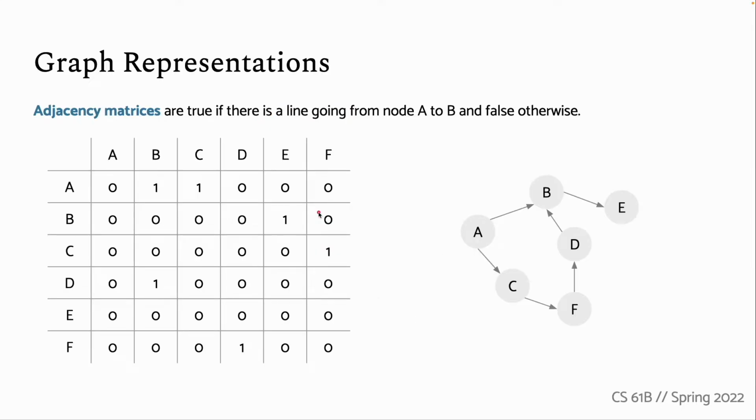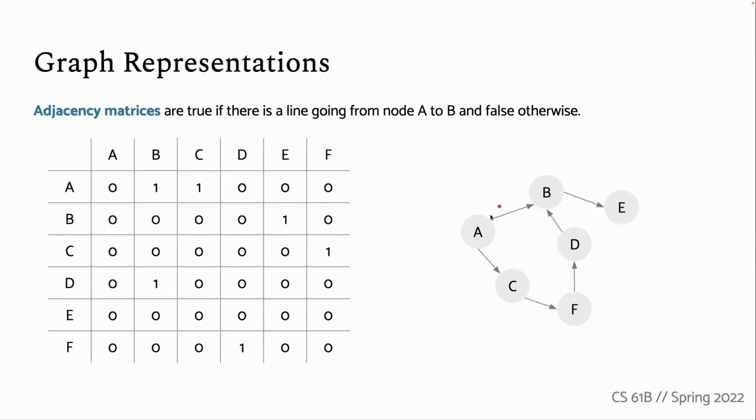There are a couple ways to represent these in code, because although this image is really helpful for our human eyes, obviously we can't just insert this image into our computer. So the way we usually represent graphs is with some sort of representation of what nodes are connected to what other nodes. The first example of this is an adjacency matrix, which is basically a 2D array with true or false values, or 0 and 1 values, that are true if there is a line going from A to B and false otherwise.